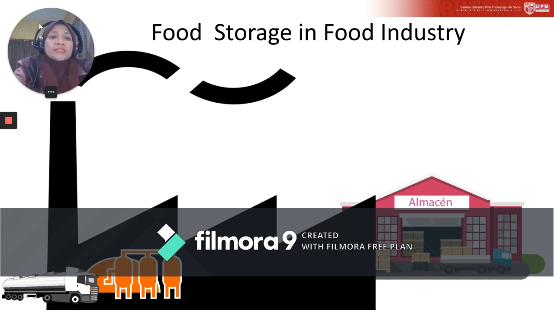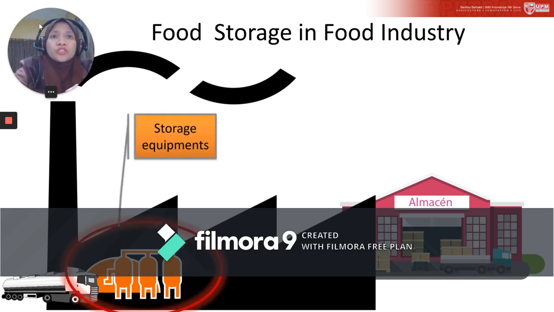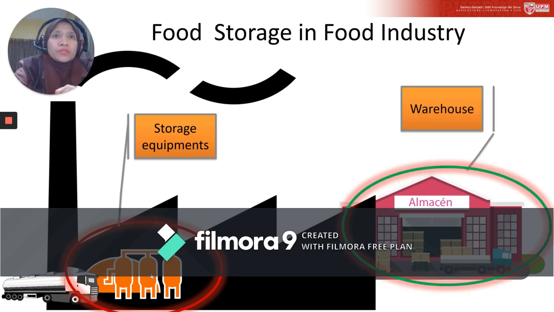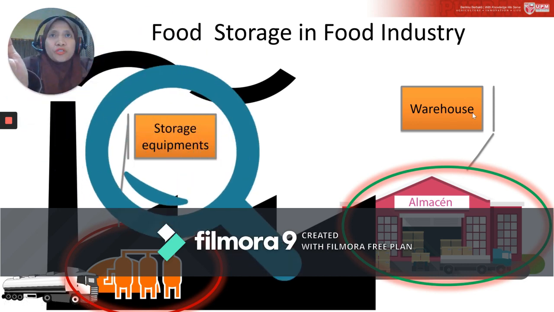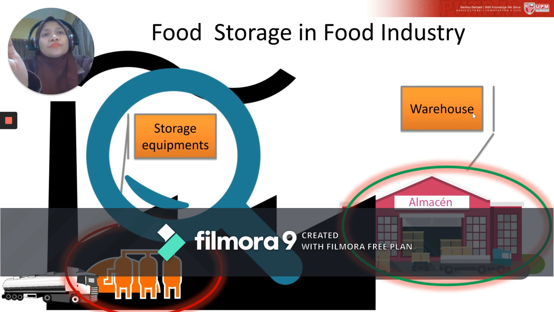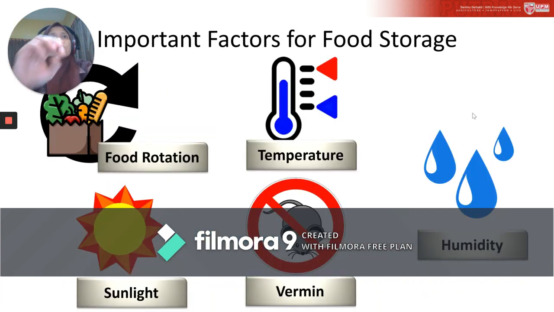Okay. So food storage in the food industry can be classified as storage equipment, for example tanks, silos, bins, and then warehouses. These are two different things: this is equipment, and this is a warehouse. A warehouse is a facility. For our course, we are focusing on storage equipment only. Now let's look at the factors for food storage.